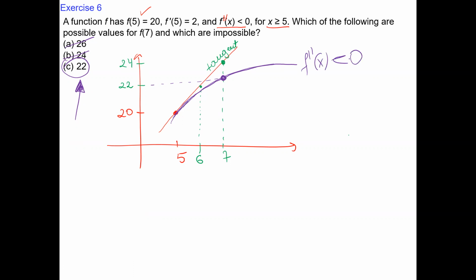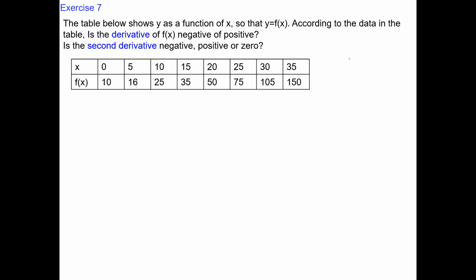Okay, my next question. The table below shows y as a function of x, so that y is equal to f of x. According to the data in the table, is the derivative of f of x negative or positive? Is the second derivative negative, positive, or 0? Okay, so what do we know? Let's start with the first derivative.